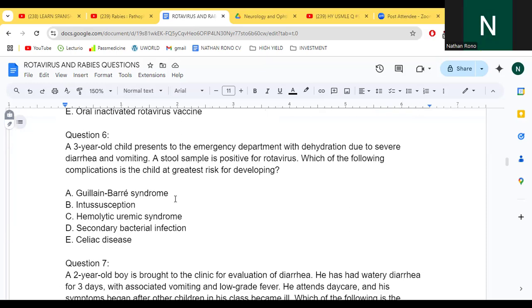Okay, next. A 3-year-old child presents to the emergency department with dehydration due to severe diarrhea and vomiting. A stool sample is positive for rotavirus. Which of the following complications is the child at greatest risk for developing? So this one I have not mentioned. I want to see for those who read. What do you think?